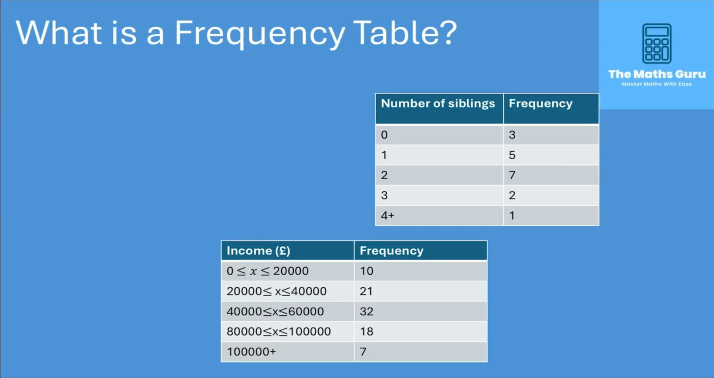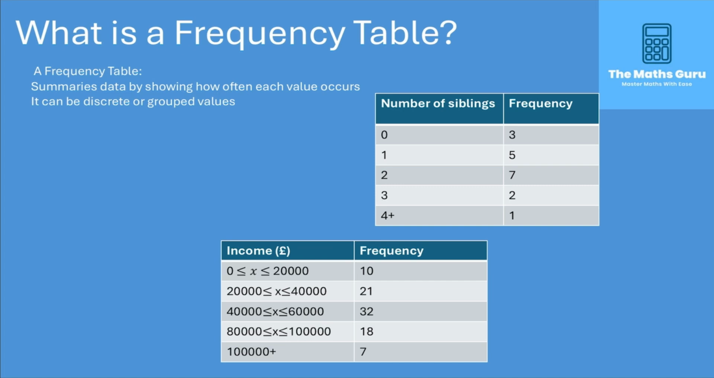So, what is a frequency table? A frequency table summarizes data by showing how often each event or value occurs. It can be discrete or grouped values. Discrete meaning only one value, and grouped values meaning a range of values.